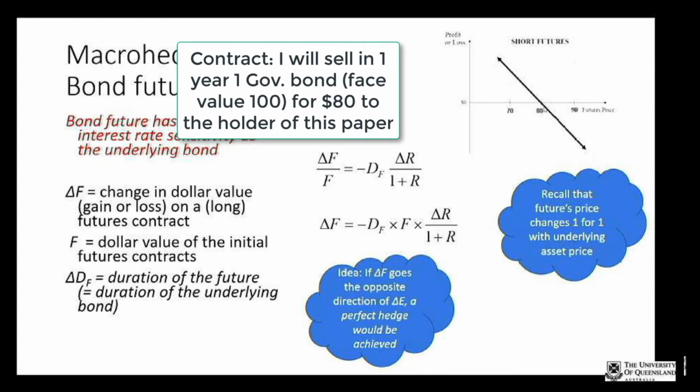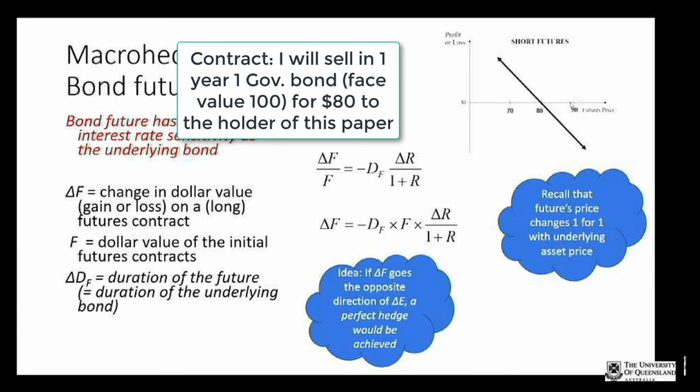So this is a short future. Let's say we have here the exercise price, $80 for a $100 face value bond. Remember, short means that we have the right and the obligation at the same time to sell bonds, short. So we are on the selling bond side now. So we have a contract where we have promised to sell bonds at $80.